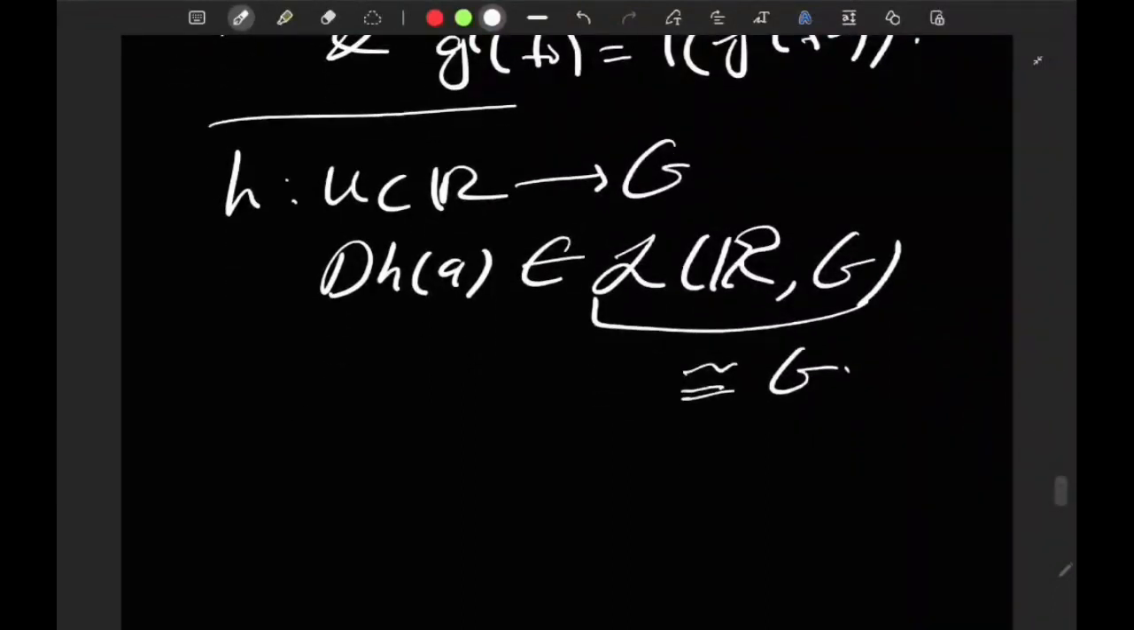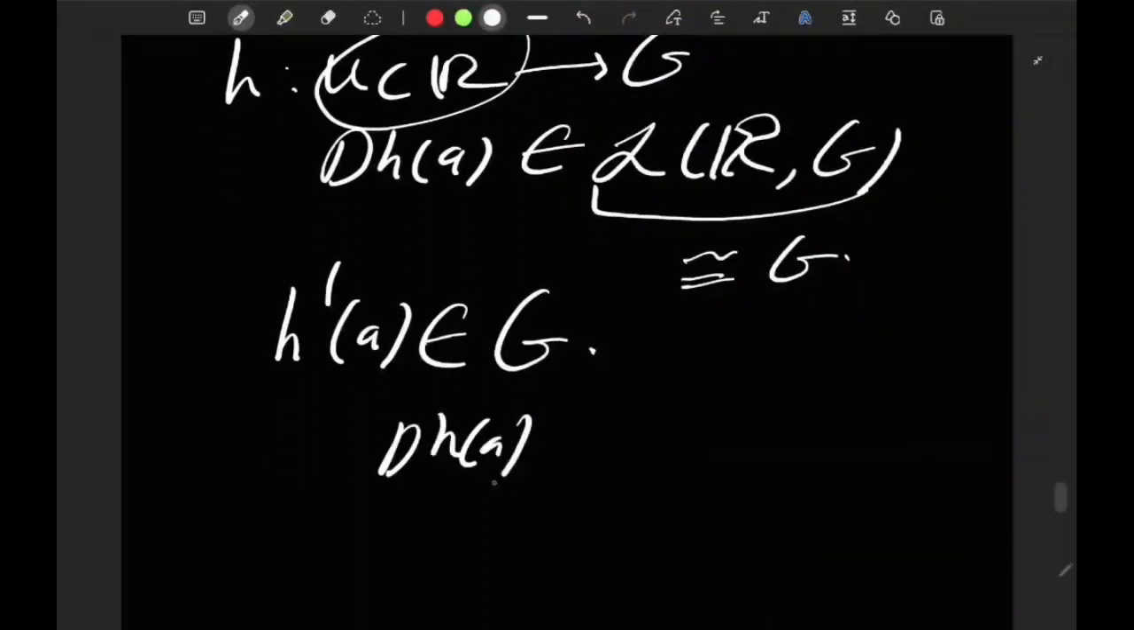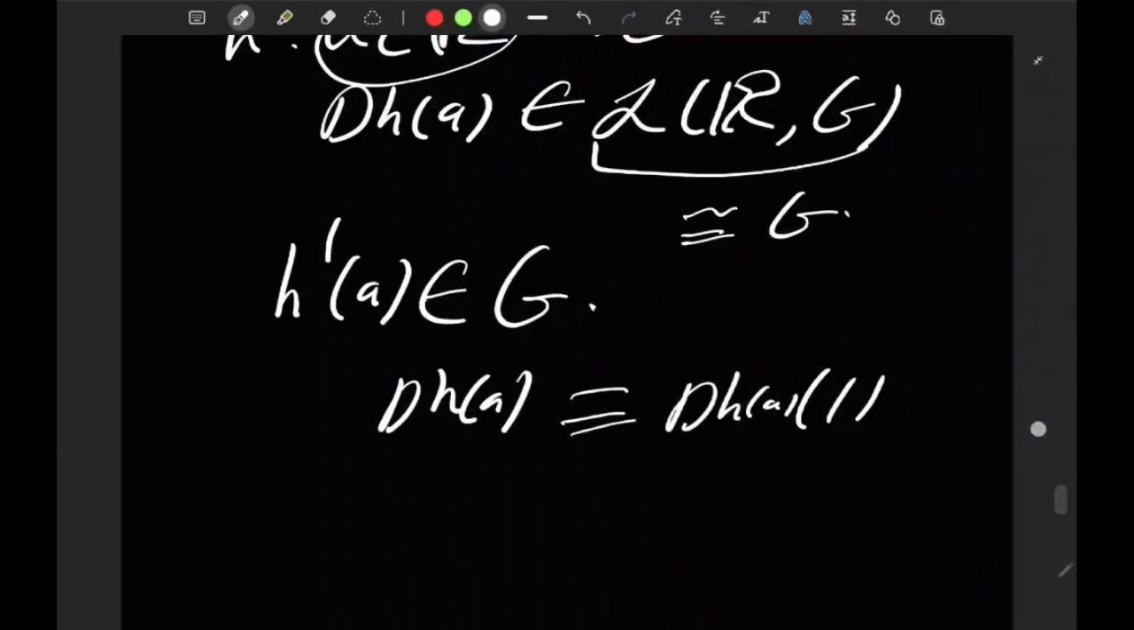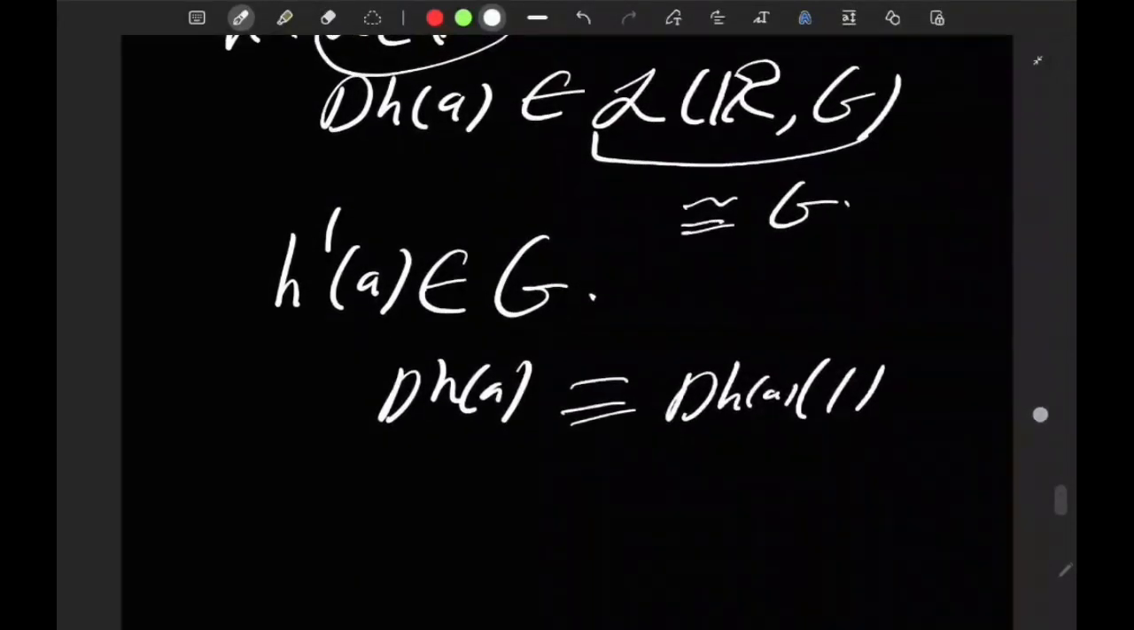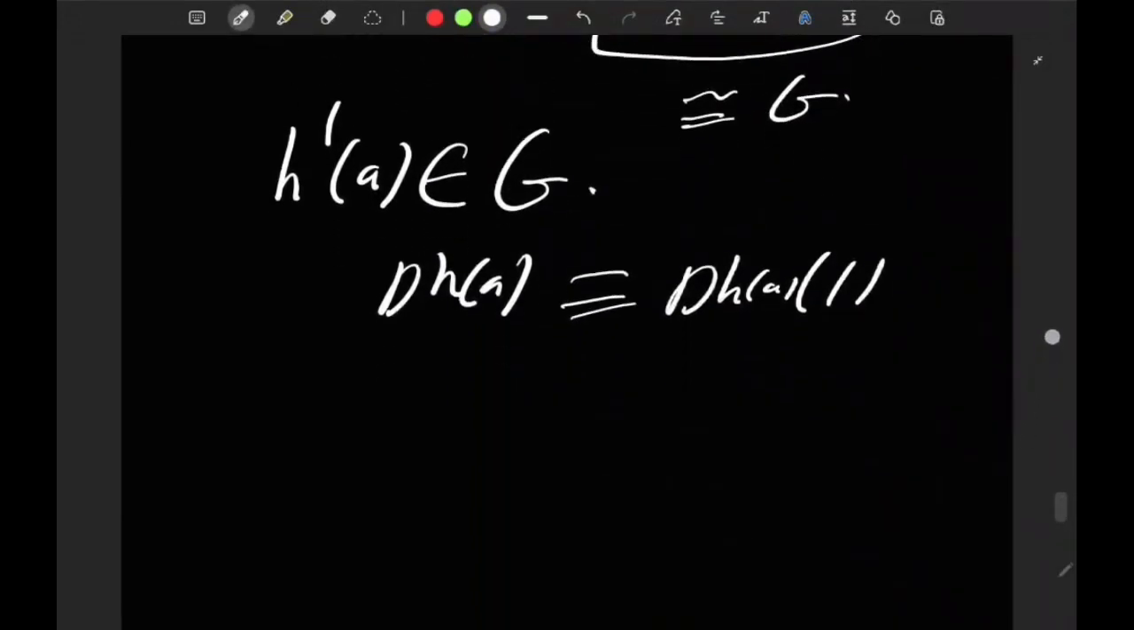So that's why the derivative of such a map, which has a domain inside the reals, the Euclidean real line, we're just going to say h prime of a, and we're going to think of it as an element of G, because it's really an element of G. The dh of a is going to be a linear map from R to G, so it's going to be identified with dh of a of 1. Because remember, this theorem talked about a linear map from R to a normed vector space being determined by its value at the point x equals 1. So that's why it's the same as an element of G. That's how we are going to be thinking about this kind of differentiability.